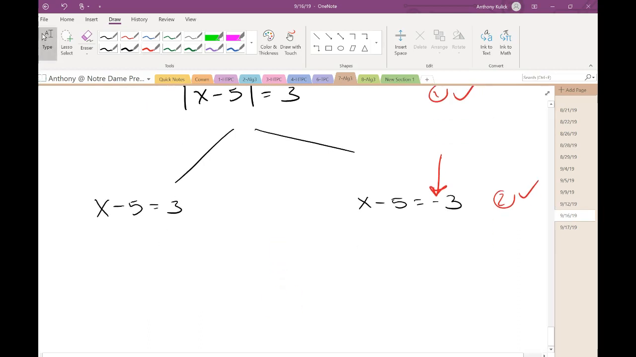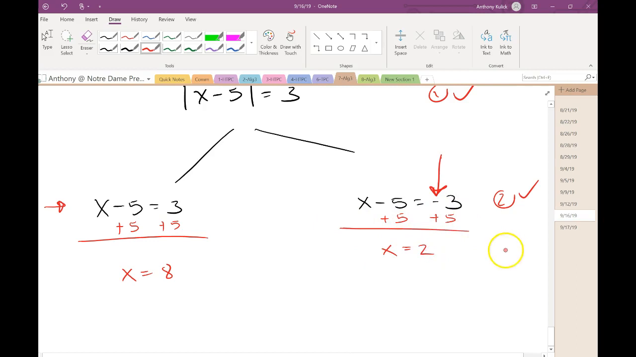Step 3 tells me I just need to solve these 2 linear equations separately. So to solve the first linear equation, the x minus 5 equals 3, what should I do first? Add 5 to both sides. Very good. And then for the second linear equation, what do I need to do? Add 5 to both sides. Okay. So I have solutions to my 2 linear equations.